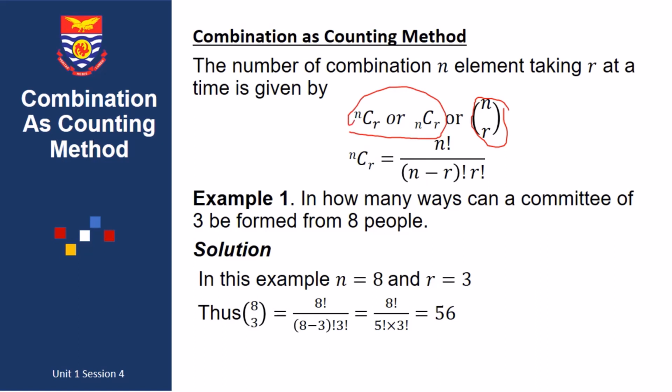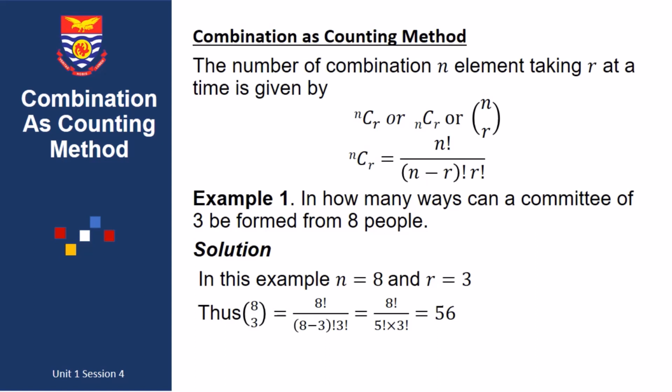Now, n combination r as a formula is n factorial all over (n minus r) factorial times r factorial. Now let's quickly move on to an example.